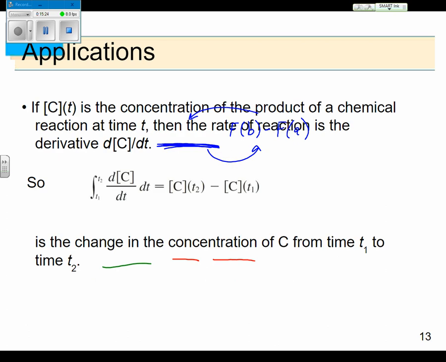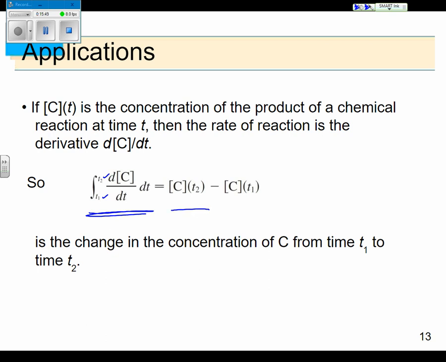Let's see, I don't even remember who did the chemistry ones. I remember it was good, but if C of T is the concentration of a product, then they said that the rate of reaction is the derivative. So now, if I'm given the rate of reaction between two times, T1 and T2, I can now integrate that, use this whole net change theorem, and it would go back and tell me the change in the concentration of the two chemicals in that same time interval.